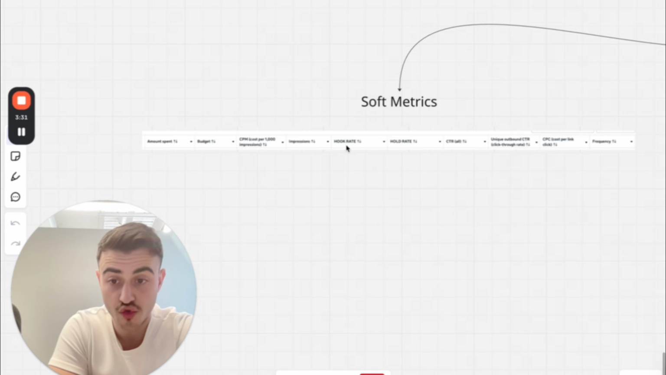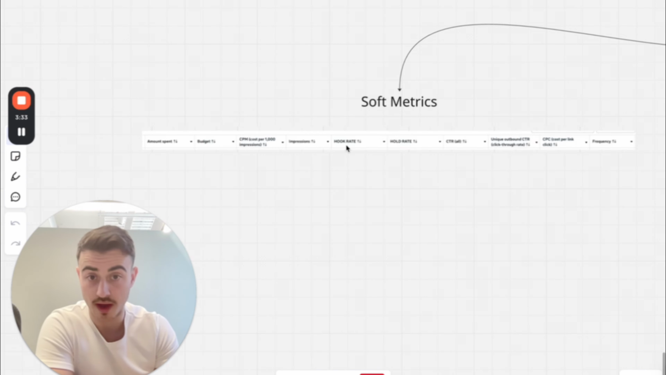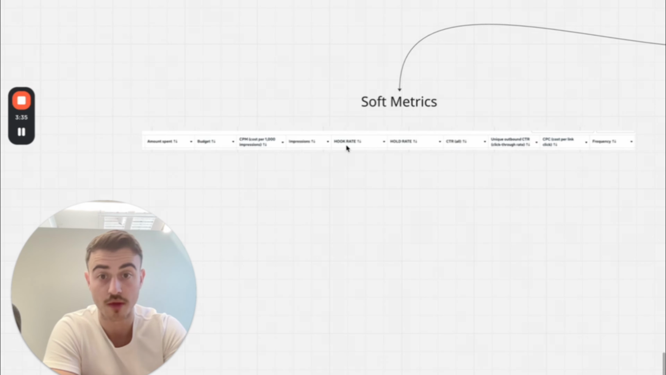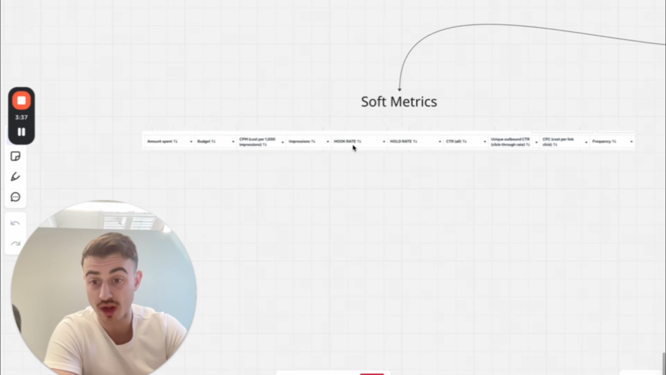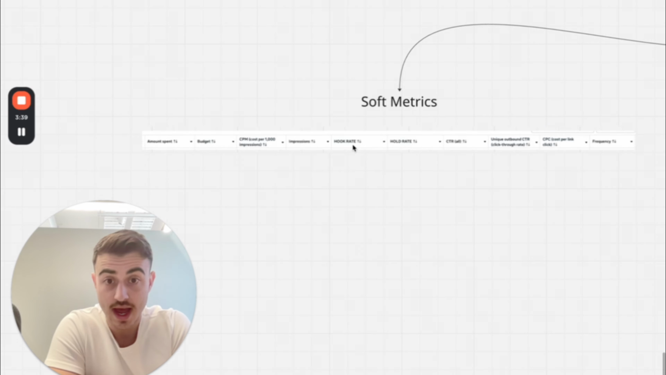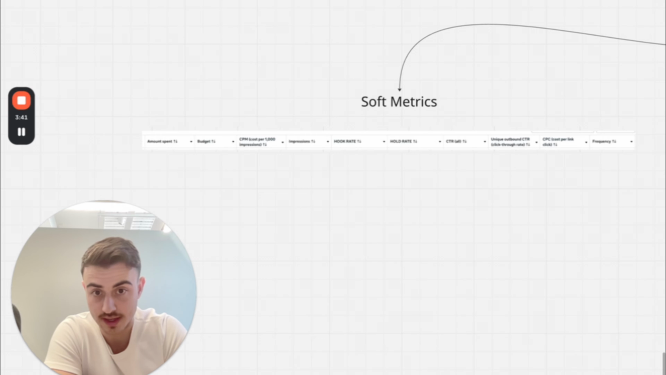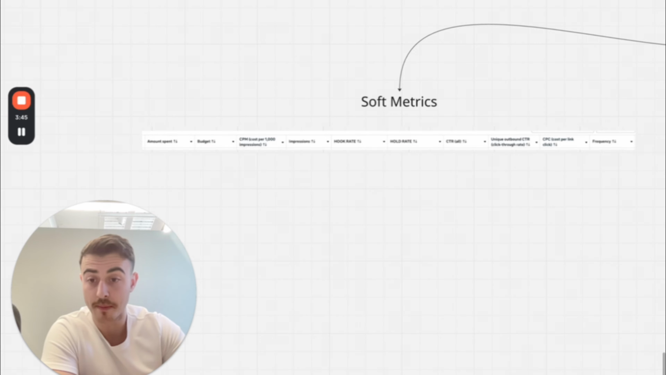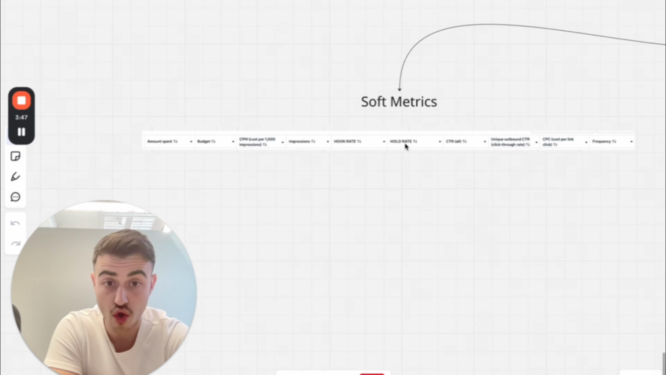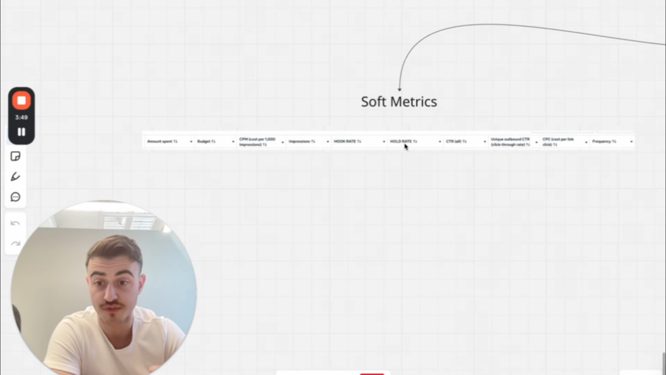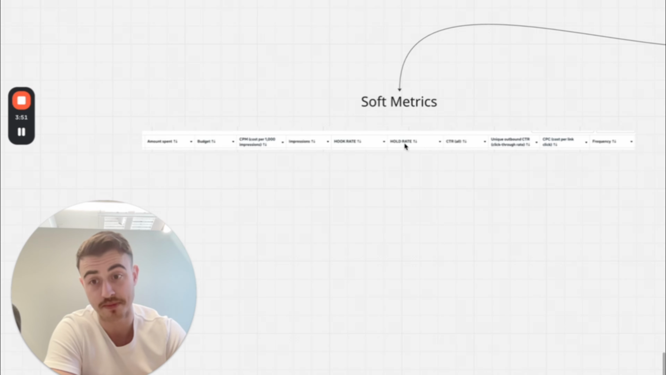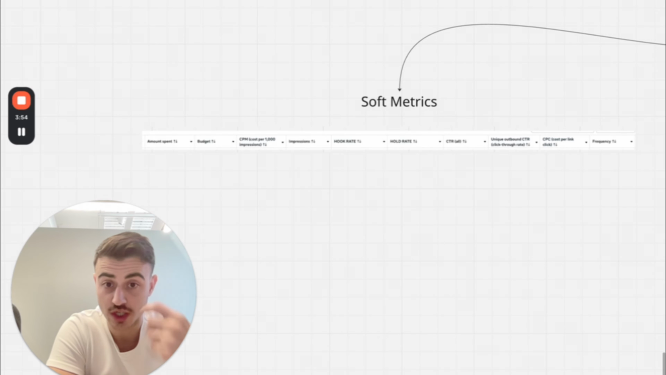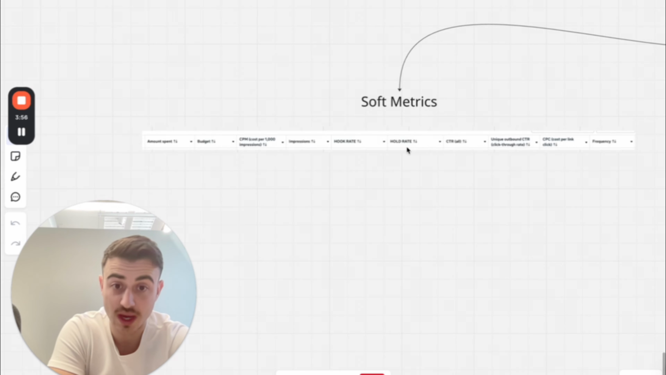Basically, hook rate is the percentage of people who stay past the first 3 seconds. Normally a benchmark is around 25% as a bare minimum. If your hook rate is 10%, it means your hook is terrible, so you need to make better ads with a clearer hook. Hold rate is the percentage of people who stay for 15 seconds in your video, and that should be around 8%. Just by having these metrics, you can see what the bottleneck is.